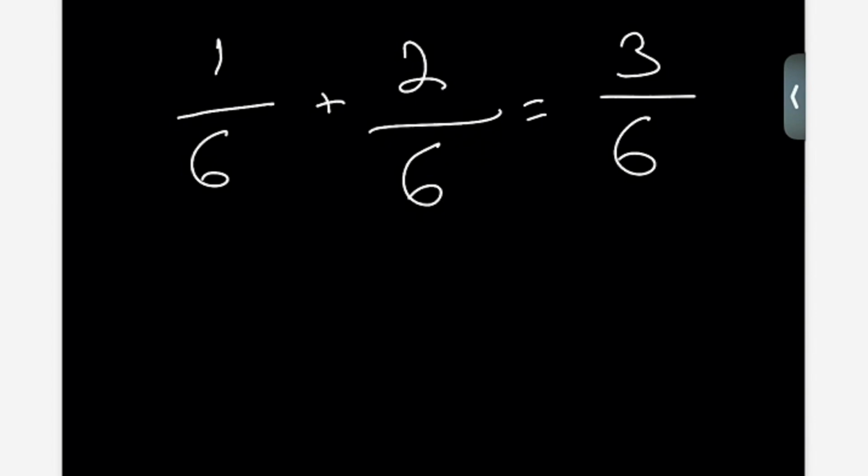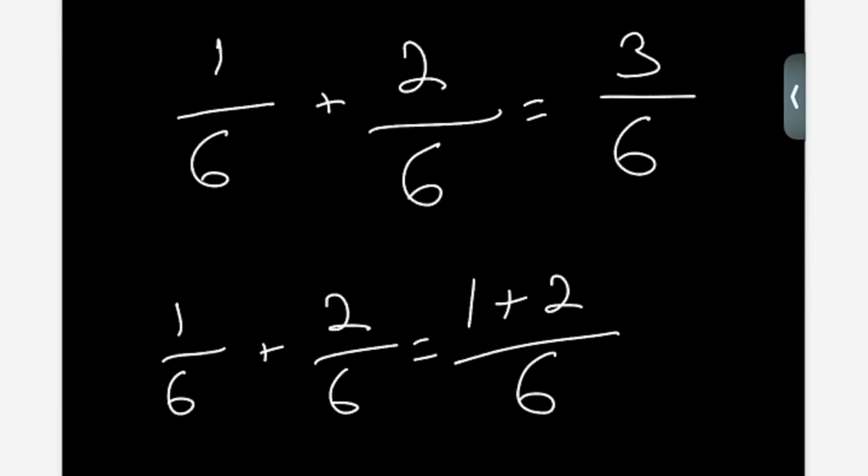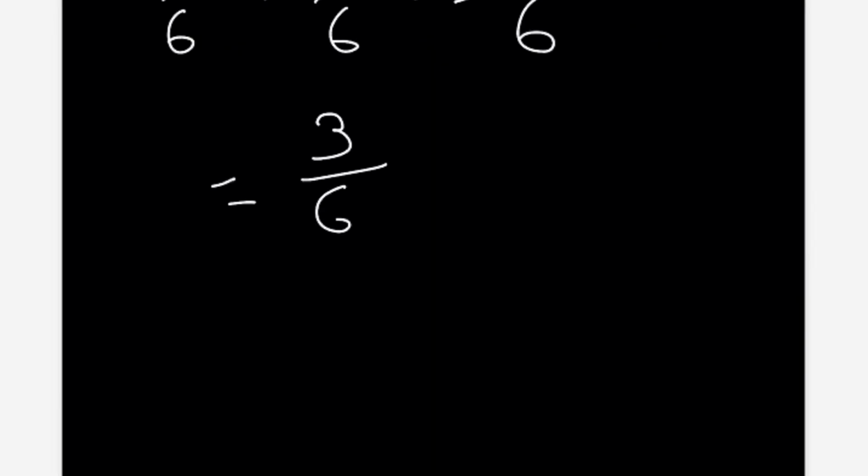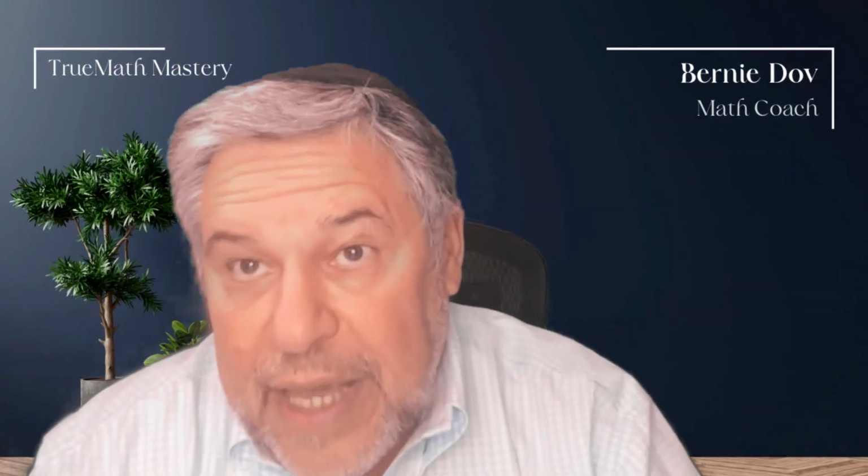And the truth is, what I show them is 1/6 plus 2/6 is 1 plus 2 over 6. Then you do 1 plus 2 equals 3, which is 3 over 6, and then you can reduce it to a half. And then, of course, invariably, the kids will say, Mr. D, why are you making something so simple so complicated?